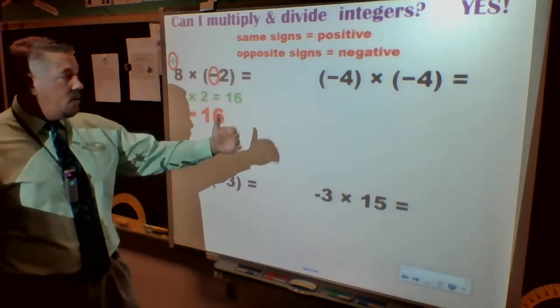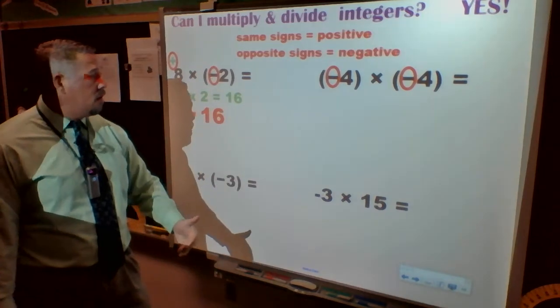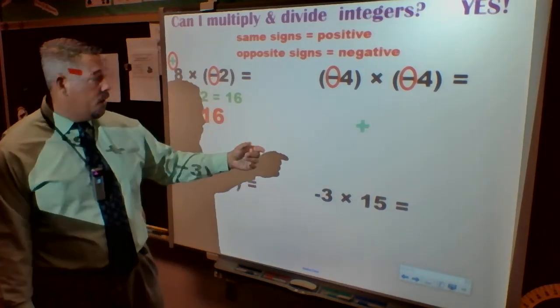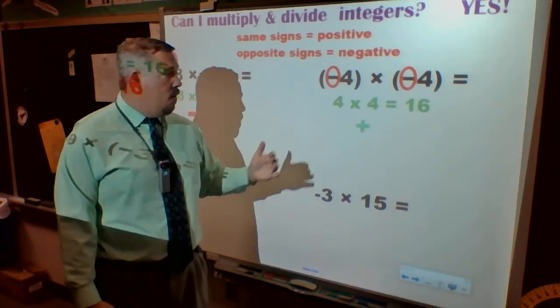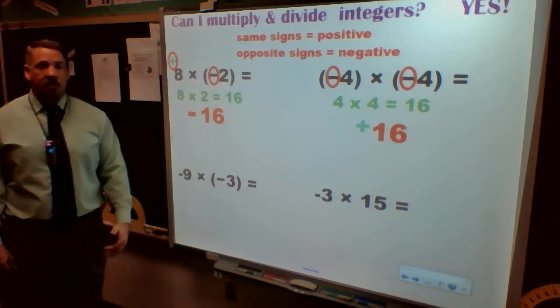A negative 4 times a negative 4. Well, 2 negatives make what? Make a positive. When I multiply 4 times 4 then, 4 times 4 is 16. So my answer is a positive 16.